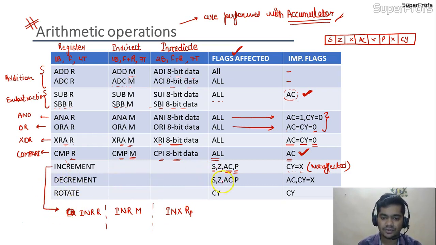Similarly, for decrement, you can see that sign, zero, auxiliary carry and parity would be affected, and auxiliary carry should be checked properly. Here also carry would not be affected, so the carry flag would remain as it is. And for rotate, only the carry flag would be affected, and we have to check only the carry flag properly.